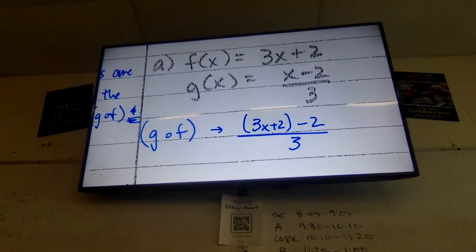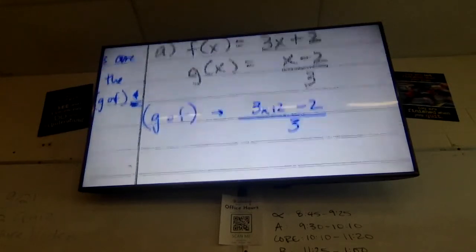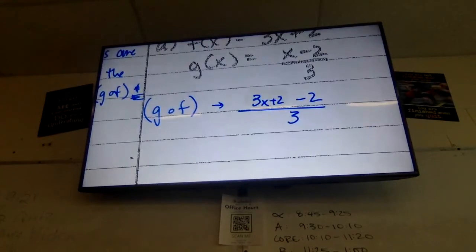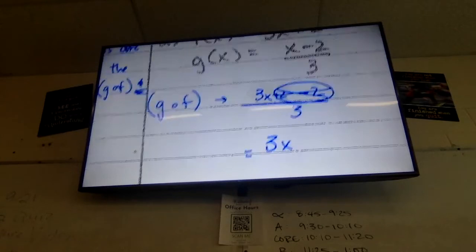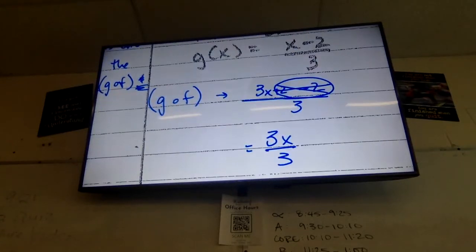Now I technically have parentheses around it because I wanted to be careful when I plugged it in. Do I need to keep the parentheses there? No. Okay, now if I start doing this, how do I start simplifying? What's the first thing I need to do to simplify? I'm going to combine my 2's. I've got positive 2 and negative 2, so those cancel to be 0. Okay, so now I've got 3x essentially plus 0, but I don't need to write that. That's redundant, over 3.